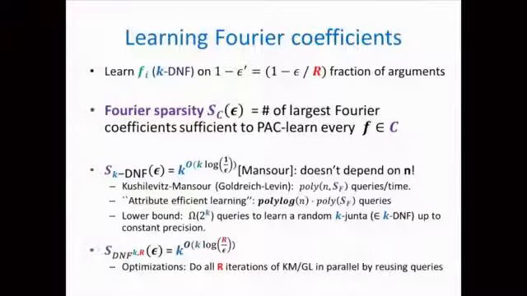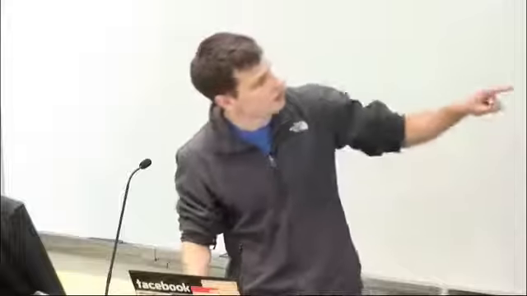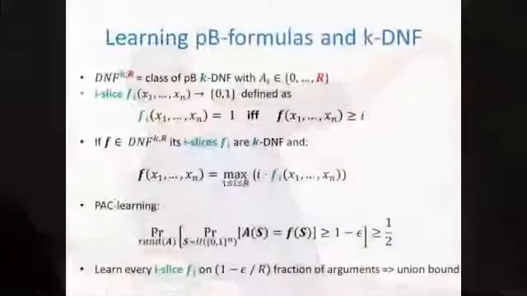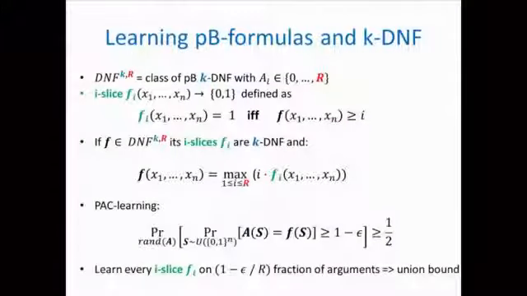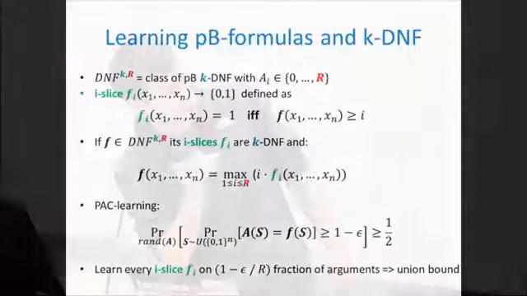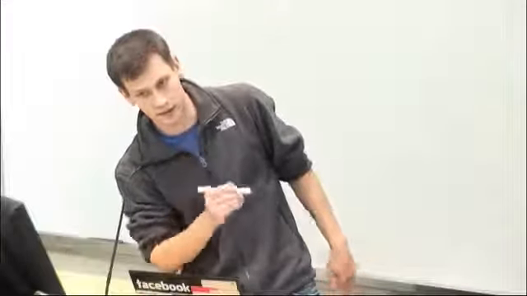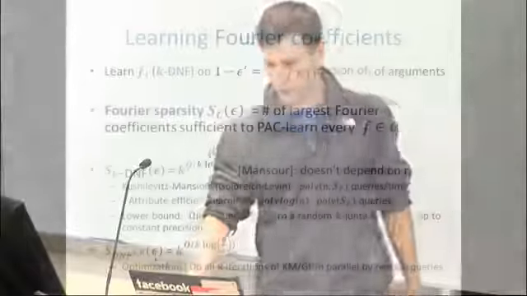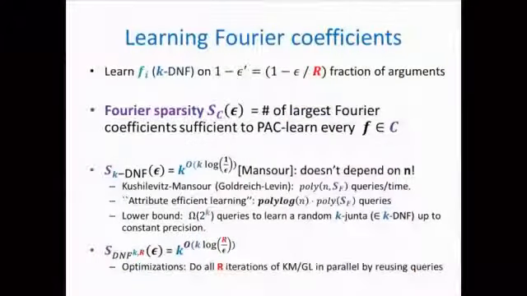So this is the strategy: learn f sub I, which is a KDNF formula now. Yeah, this is a key observation maybe that I skipped. Once you have a pseudo-Boolean DNF k r formula, and you take an I slice, then you actually get a KDNF. That's the key observation. And those KDNFs we know how to learn pretty well.